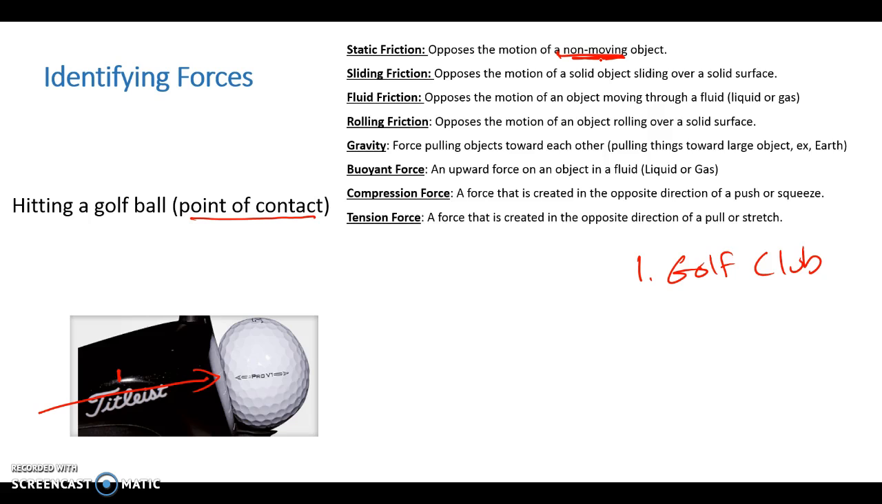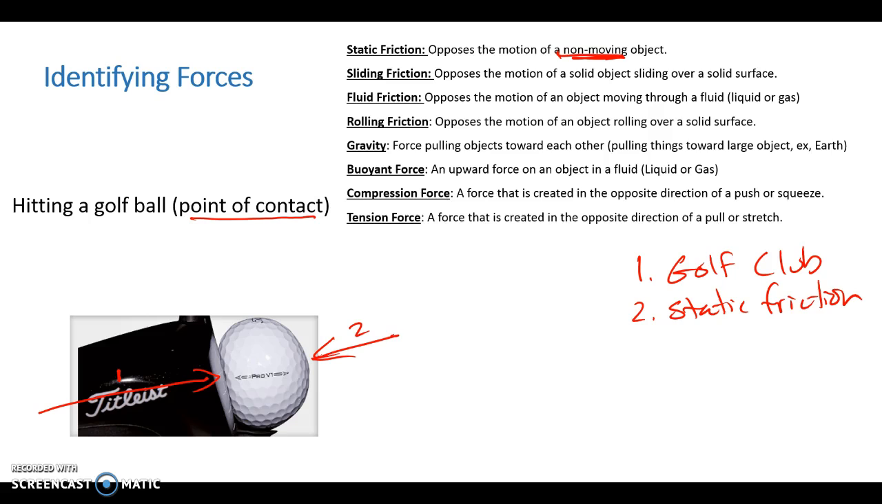initially. So static friction is going to oppose the motion of this object. I don't think the arrow would be that big. Make it a little smaller. Number 2, static friction would oppose the motion of the golf ball.